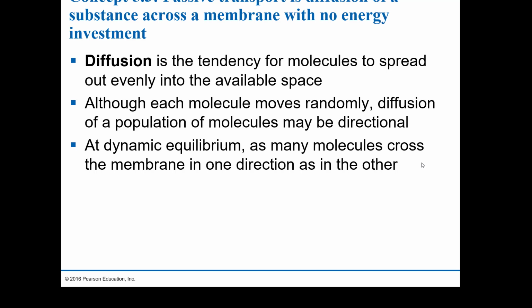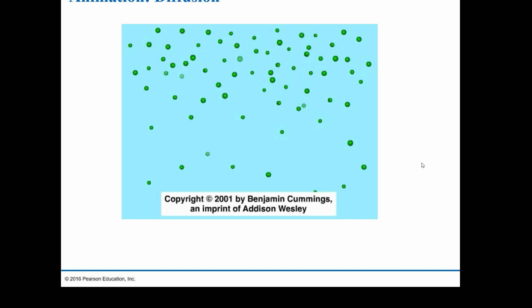At dynamic equilibrium, as many molecules cross the membrane in one direction as the other. So when we're in equilibrium, it doesn't mean that things have stopped. Equal is equilibrium. Things have not stopped. It just means as many are crossing over one side as are crossing over the other. So one side will lose two, but two will come in. It's equal in each direction.